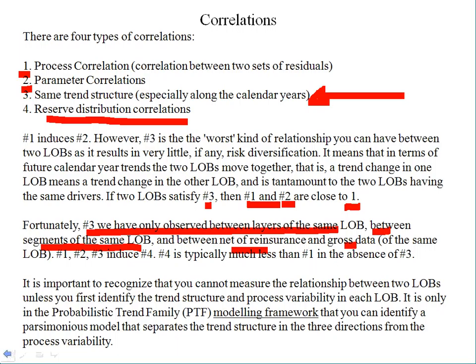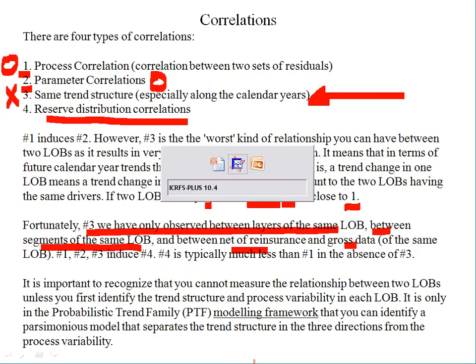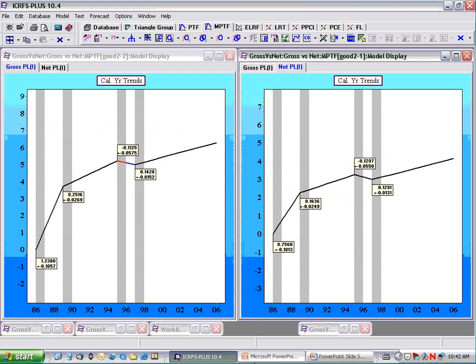Okay, so very often when you look at 2 lines of business, they don't have the same trend structure. They have very often 0 process correlation, which means 0 parameter correlation, which actually means very low reserve distribution correlation. The reserve distribution correlation is typically much less than the process correlation. So the highest process correlation I've seen is about 0.6, and the corresponding reserve distribution correlation might have been 0.2. So let's go back and just mention something else.